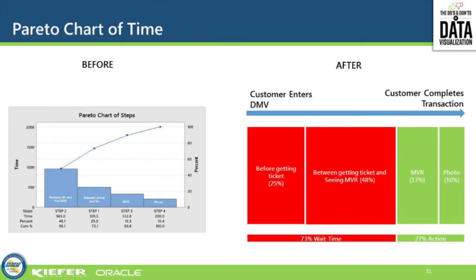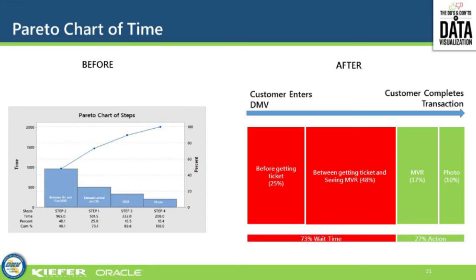Next up, I want to show you a Pareto chart. A Pareto chart's really, really neat when you have to look at chunks of time and see which of these chunks is taking up the most amount of the overall time. So we have these 4 steps: when you walk in, before you get your ticket, from the ticket to your MVR transaction, and then a photo afterward, or you begin your test. The problem with this is it doesn't tell you which ones are gobbling up time, and what's critical to our exercise, it doesn't tell you where these big chunks exist.